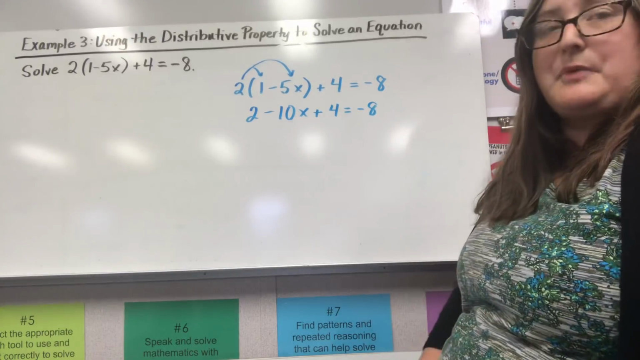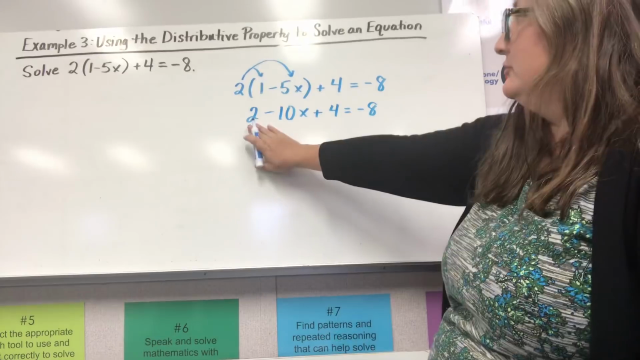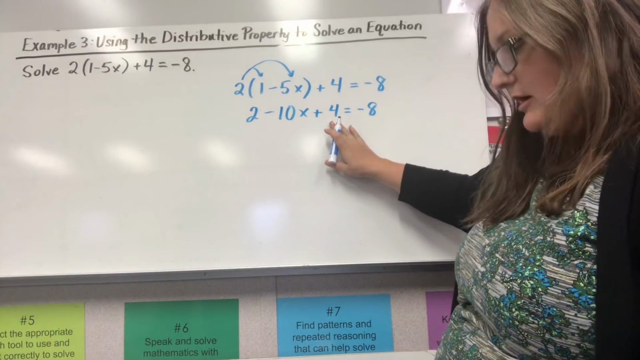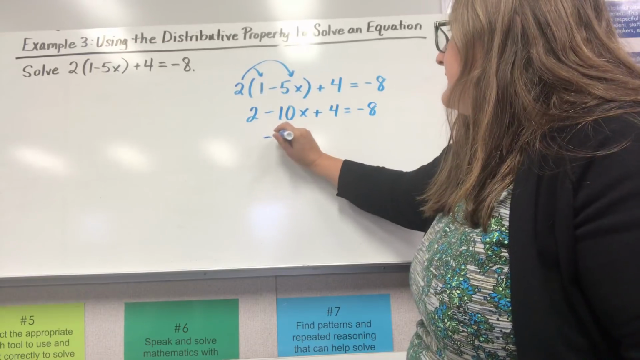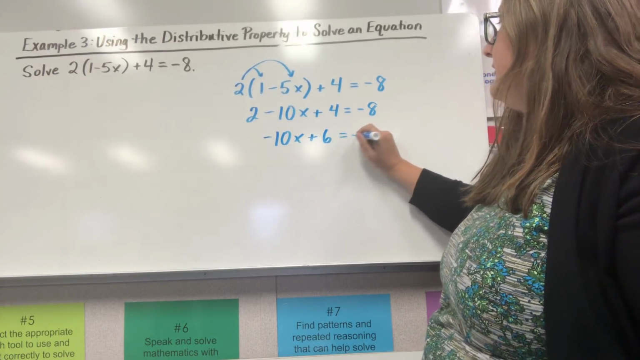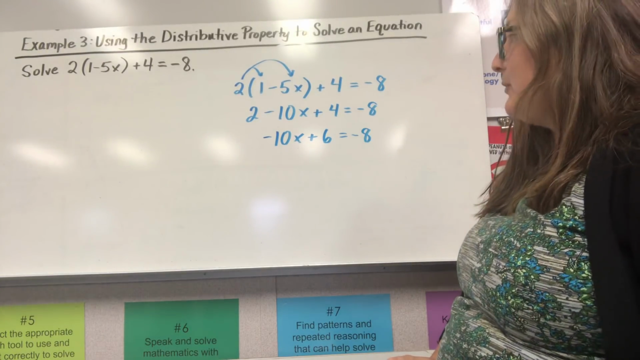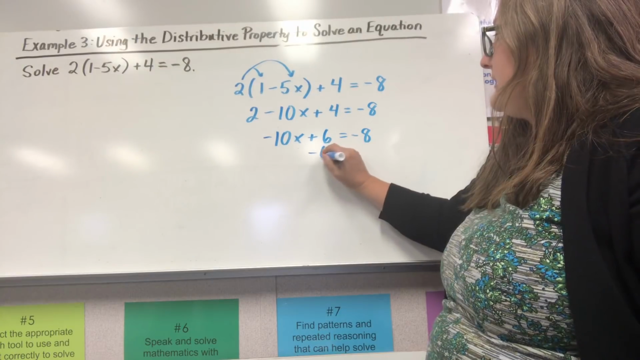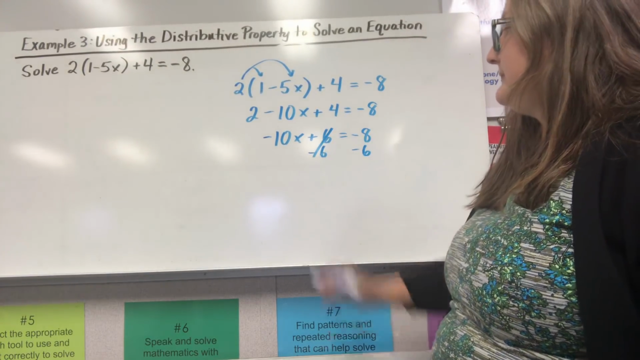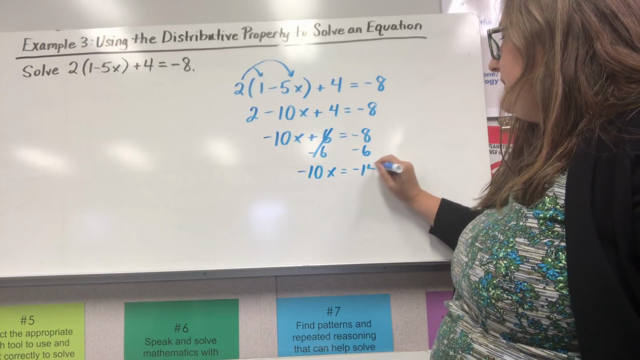Now, just like in the last problem, I can combine some like terms. I have a 2 and a 4 here that can be combined. 2 and 4 can combine to give me 6. So I'll have negative 10x plus 6 equals negative 8. Now I have a two-step equation I can solve. I'll subtract 6 from each side to get rid of this plus 6. Gives me negative 10x equals negative 14.